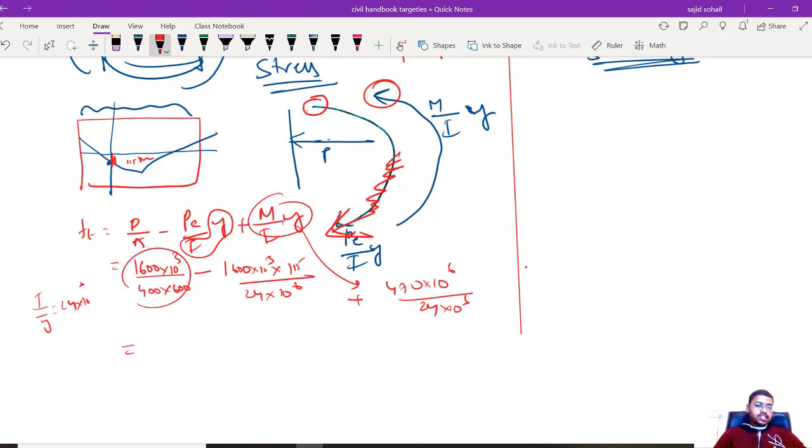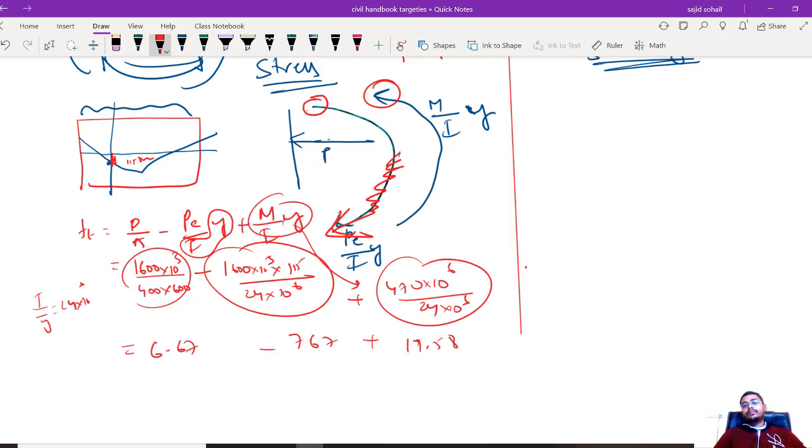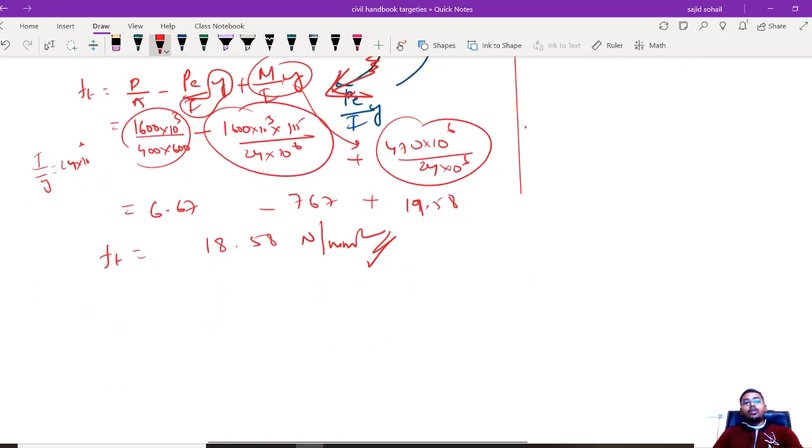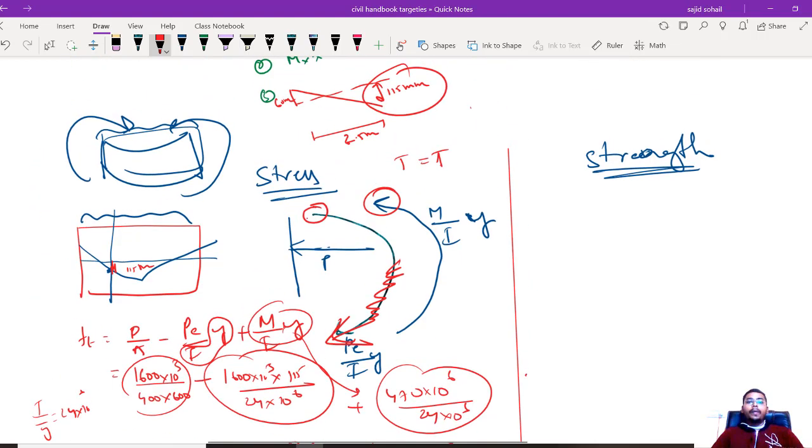You are getting this one, 1600 divided by 400 into 600. You will be getting 6.67 minus this value. So you will be getting 7.67 and this value you will be getting some 19.58. So if you add all three, you will be getting 18.58 Newton per mm square. That is your stress at the top fiber. And bottom fiber, it is very simple. What will be the formula? P by A. Just go to the top and see.